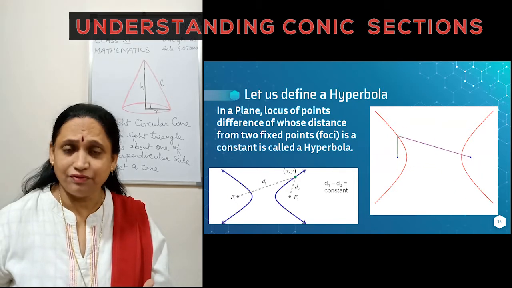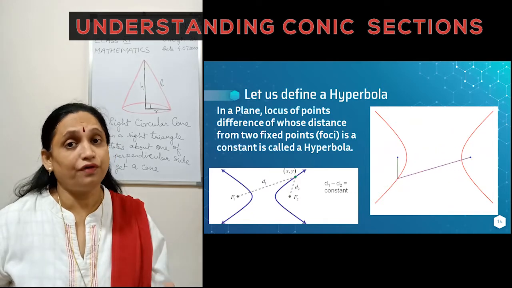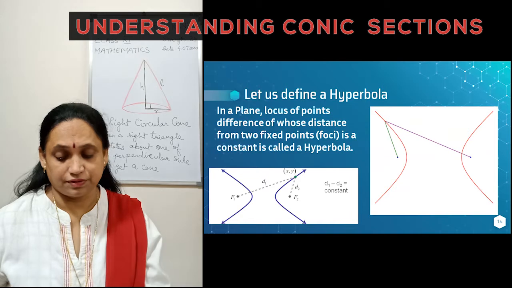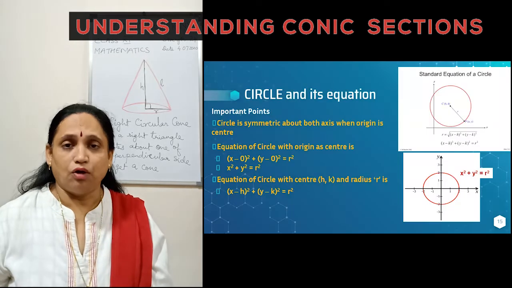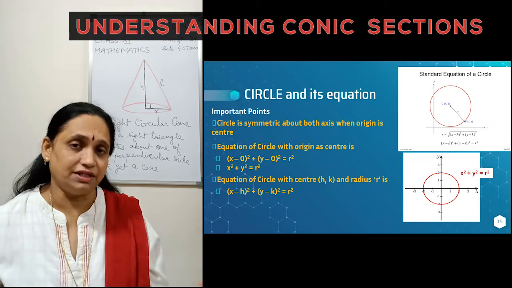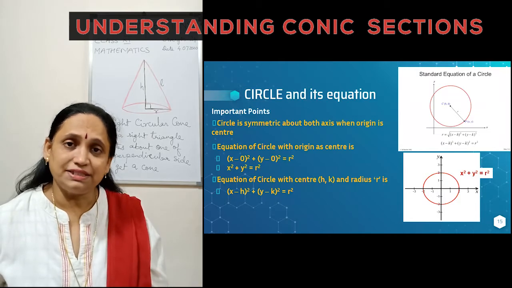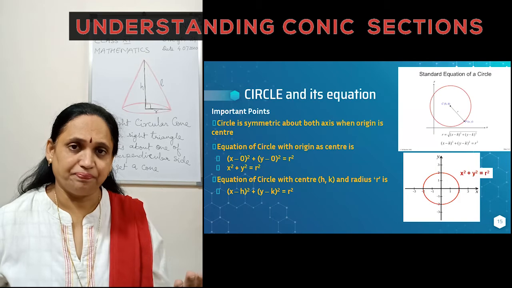We are now able to define the figures. We'll try to understand how to find the equations of all these figures. Now, the first figure is the circle. Let us place the circle in the Cartesian coordinate system. If we need to find the equation of any figure, we first need to place it in the Cartesian coordinate system.